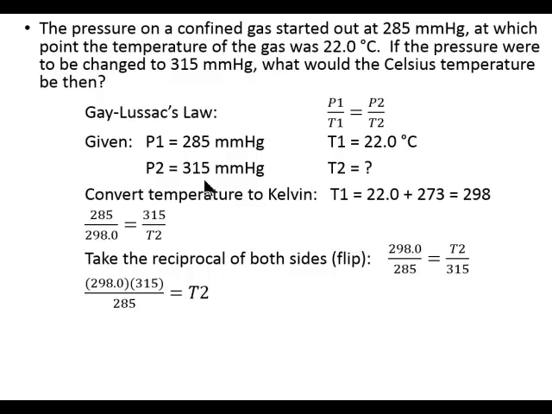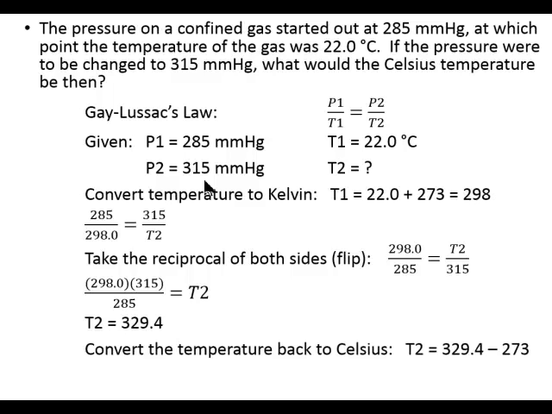I plug that into my calculator, and I get my final temperature is 329.4. But remember, that's degrees Kelvin. I have to change it back to Celsius. So I subtract that 273, and I end up with a temperature in Celsius of 56.4. So now let's think about this. My pressure increased, so my temperature should have also. Sure enough, sanity check shows that it did increase.